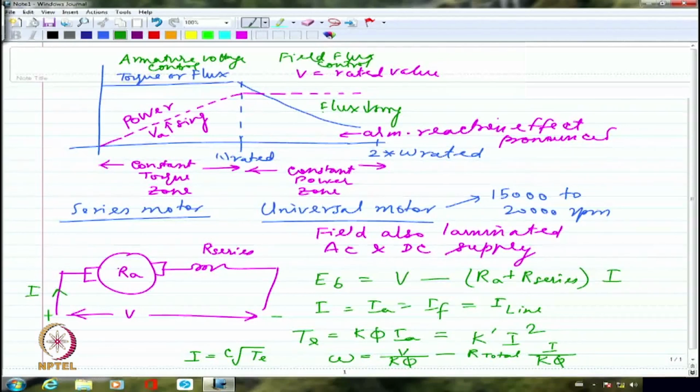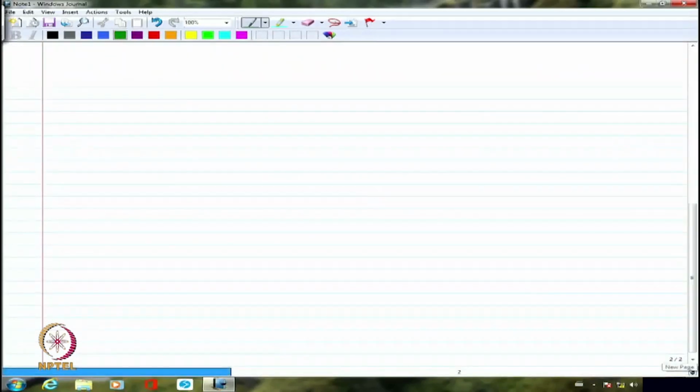Right? That is the equation corresponding to the torque speed characteristics. Now, we are going to have omega equal to V divided by K phi. I can write this as some K dash I minus I R total, multiplied by I divided by K phi. This is what I had.